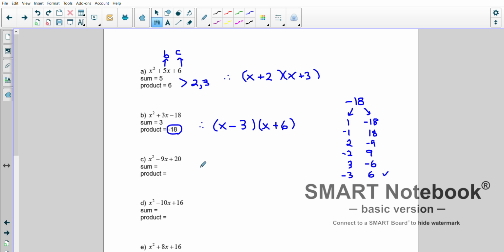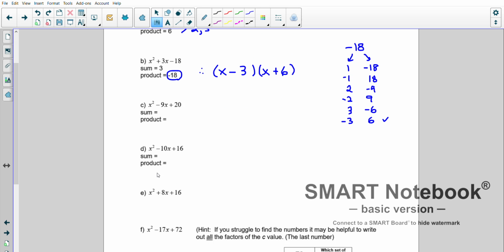Okay, so let's keep going. I'll work through a couple of these with you, but that's really all there is to it. You're going to have to be able to do this on your own, and it takes practice. You'll get the hang of it. It'll be tricky at first, but if you keep practicing, it gets easier and easier.